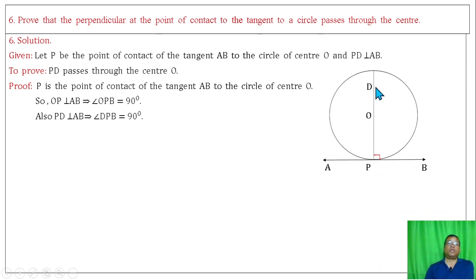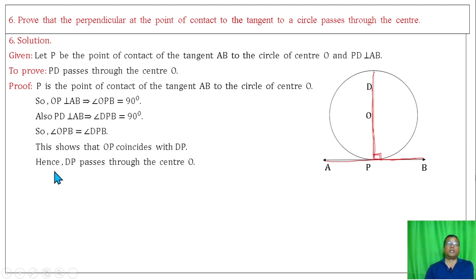Also PD is perpendicular to AB. This line PD is perpendicular to tangent AB. Therefore angle DPB is also 90 degree. So angle OPB equal to angle DPB. This shows that OP coincides with DP. Hence DP passes through the center O.